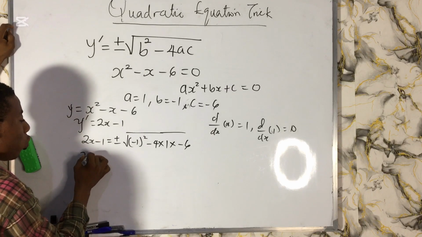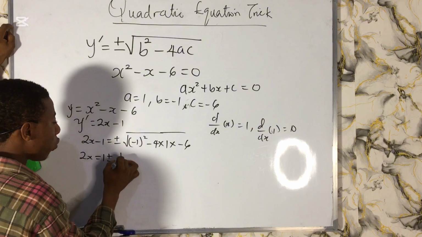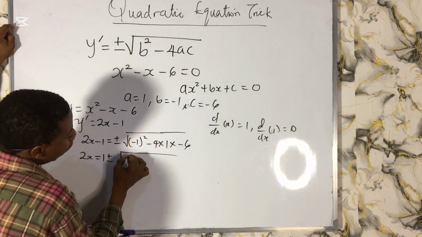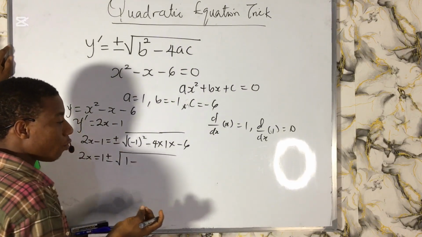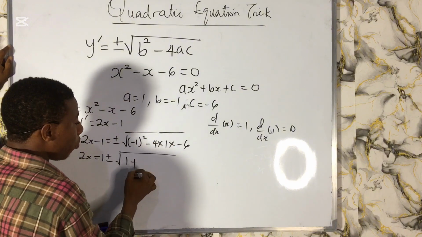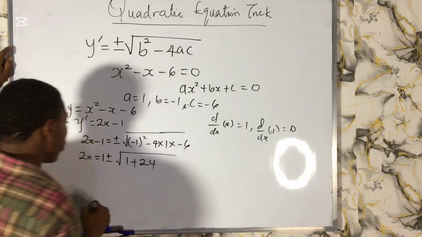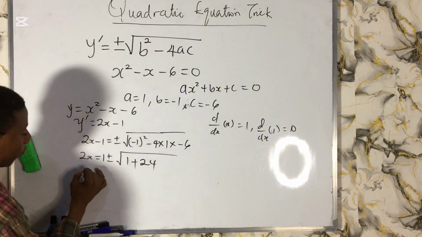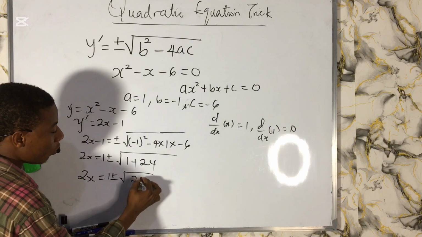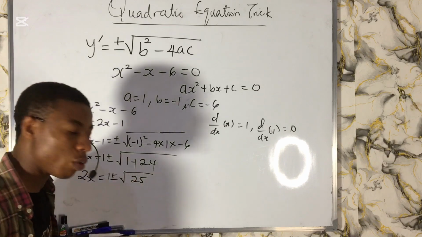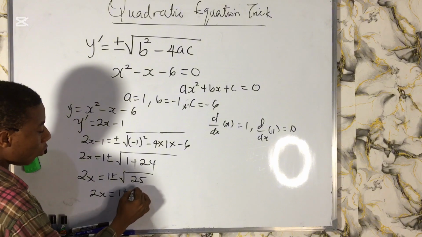minus 6. From here, the minus 1 crosses over to this side to be plus 1. So 2x equals 1 plus or minus the square root of 1 minus 1 squared, which is still 1, minus 4 times 1 times minus 6. Minus times minus is plus, so 4 times 6 gives 24. So 2x equals 1 plus or minus the square root of 25, because 1 plus 24 is 25.